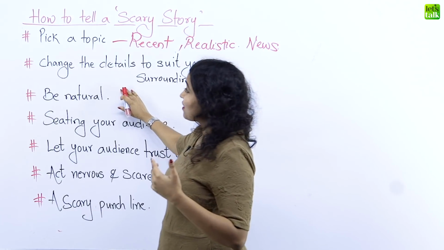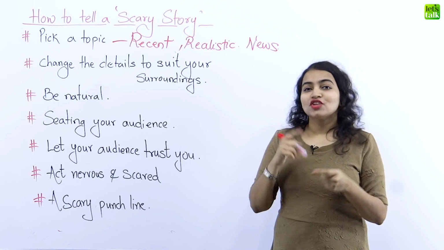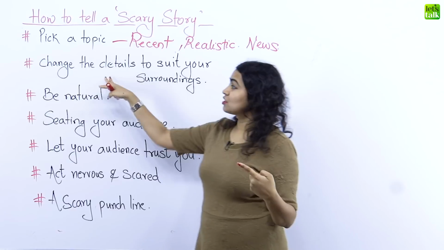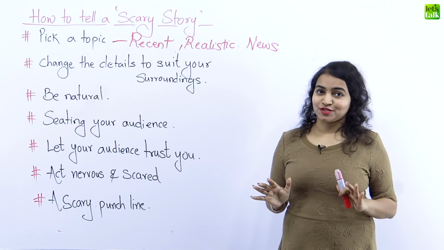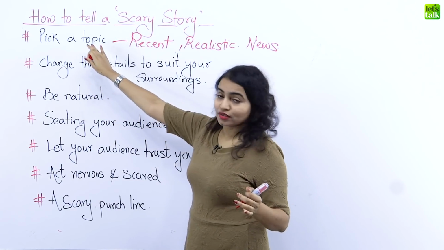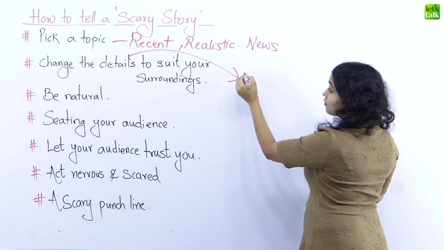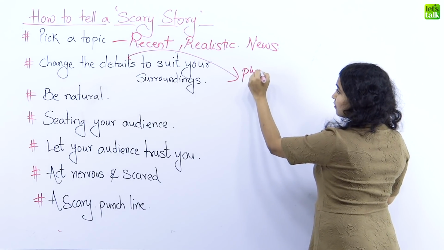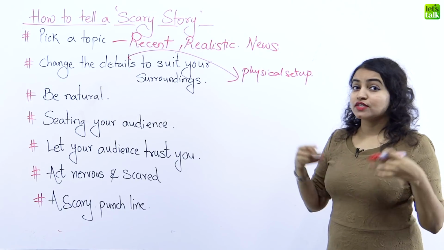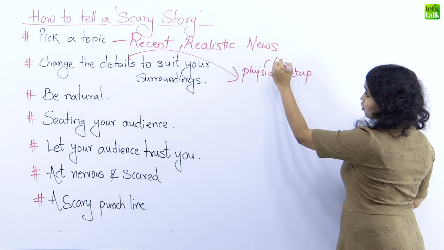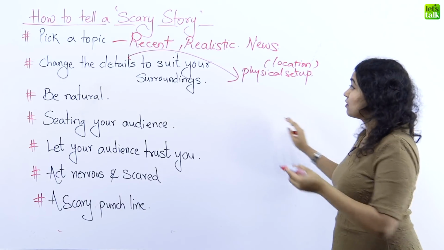All right, now that you've already got your topic, I'm assuming you do, you've got to change the details to suit your exact surrounding. Now, what does that mean? What details am I referring to? As important as a topic is, the details refer to the physical setup. So your story would have a physical setup in the sense we're talking about the location. What other details can we think about? We can talk about the victims.